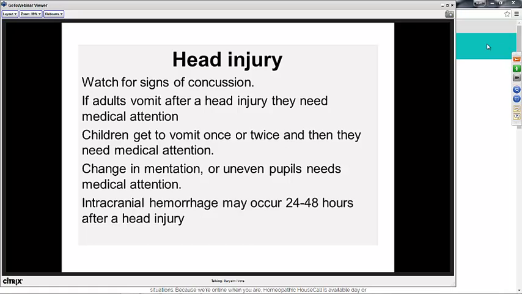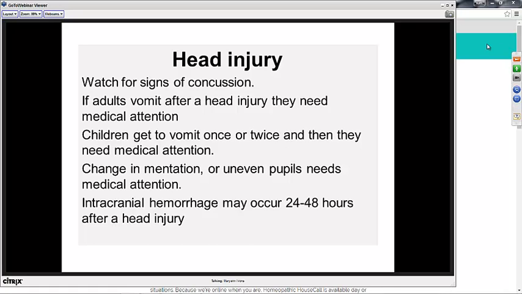And the problem with head injuries is that it might not be a problem the first day, but 24 to 48 hours after the head injury, there can be an intracranial bleed that causes them problems. So this is the big thing about head injuries. It's not just today. It's like 48 to 72 hours actually on down the line.